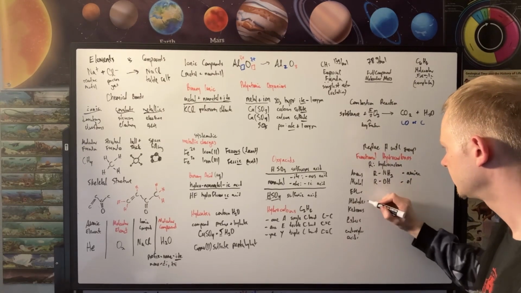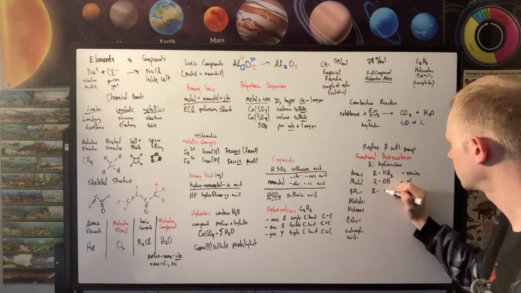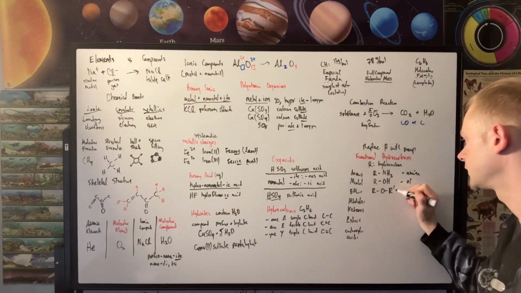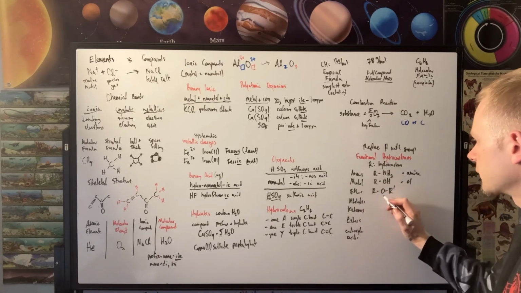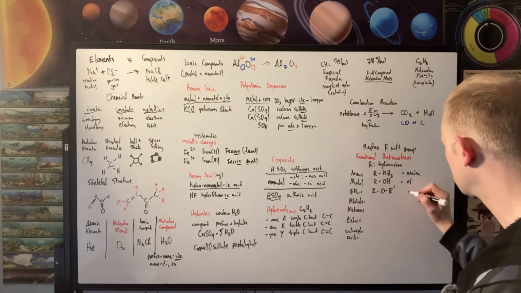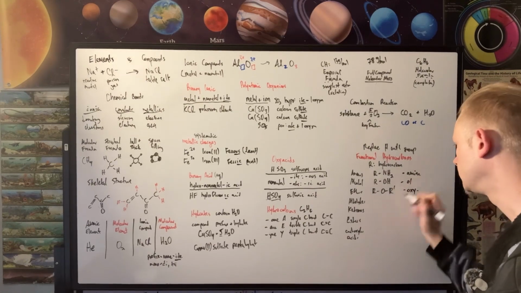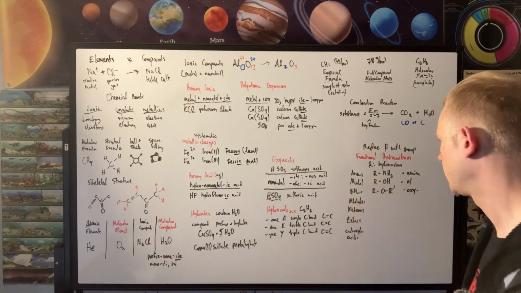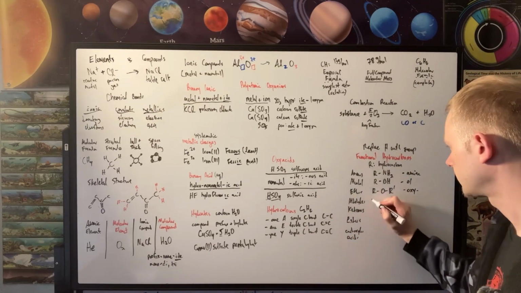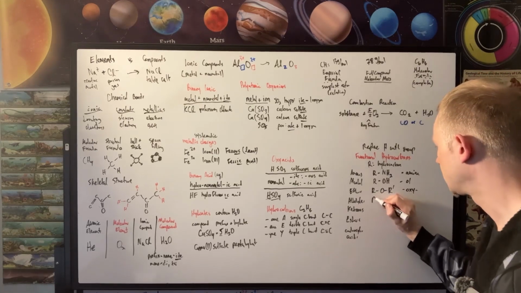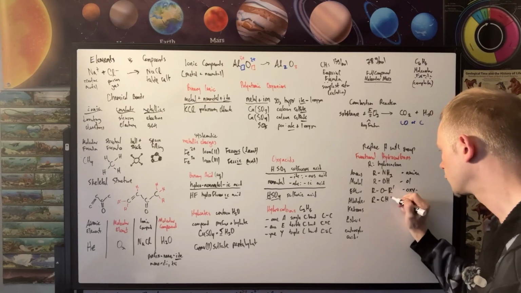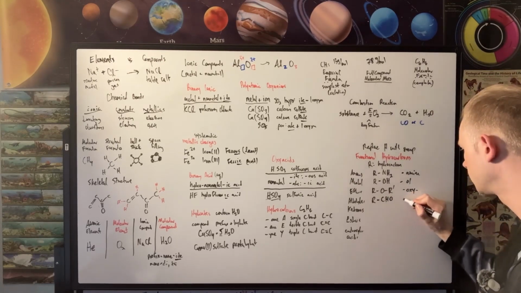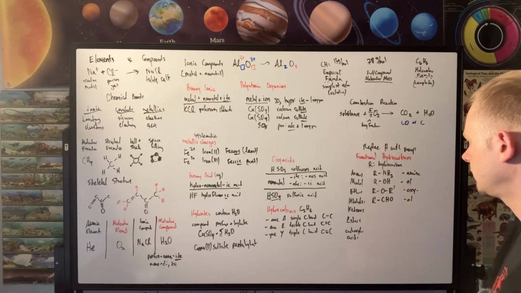The ethers are going to be an R-O, and then there's another hydrocarbon to the right. So there's actually two hydrocarbons, with oxygen right in the middle, and there's going to be some sort of an oxy word in the middle of the ether. Okay, and for the aldehydes, we would have our hydrocarbon, and then we have a CHO, and this is going to be ending with an AL.